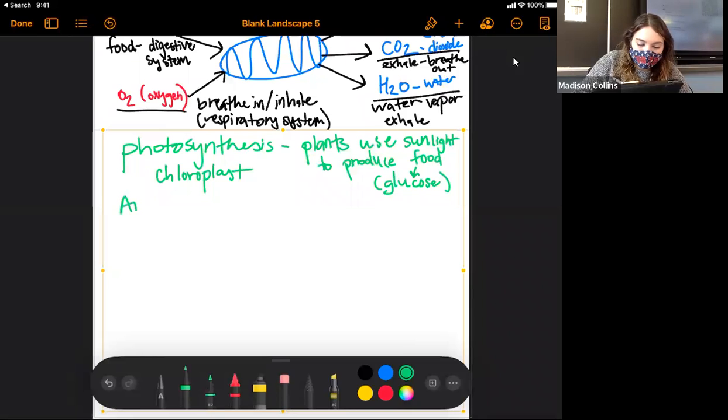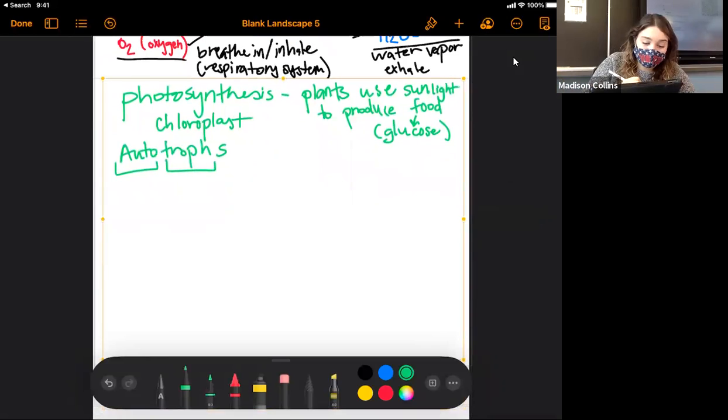So this is why we call plants autotrophs. When we break this word down, auto means it happens on its own or automatically, and troph is talking about food or the production of food. So it means that plants are able to automatically make their own food.